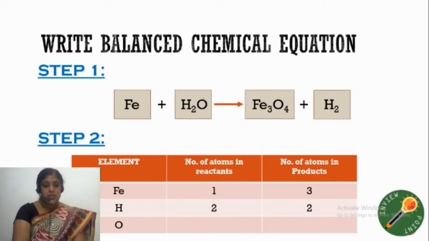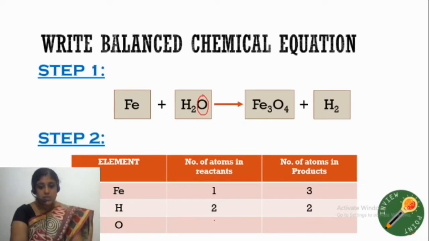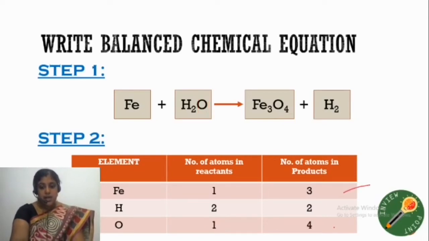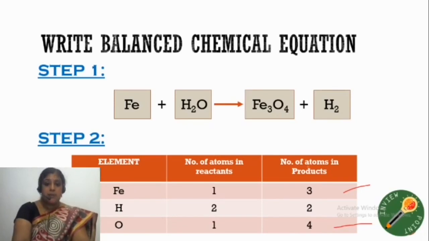It is H2O, so it is O alone. So the number of oxygen atoms is 1 in the reactant side, and in the product side it is O4, so there are 4 oxygen atoms. We can see the number of iron atoms and oxygen atoms in the reactant and product side are different, so the chemical equation is unbalanced. Is it clear, students? So we have to make it a balanced chemical equation. How do we do it? Let's see the next step.